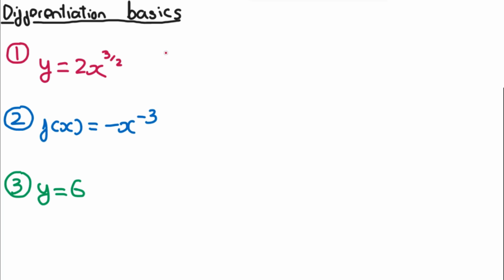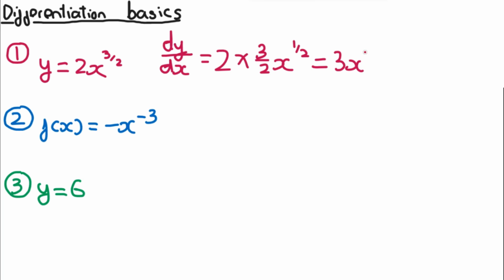So here's a couple more examples. y is equal to 2x to the power of 3 over 2. Therefore dy over dx is going to be equal to the original coefficient 2 times, and then just do the differentiation, 3 over 2x to the power of a half. And if you simplify that, these two are going to cancel out. So therefore it's going to be 3x to the power of a half.